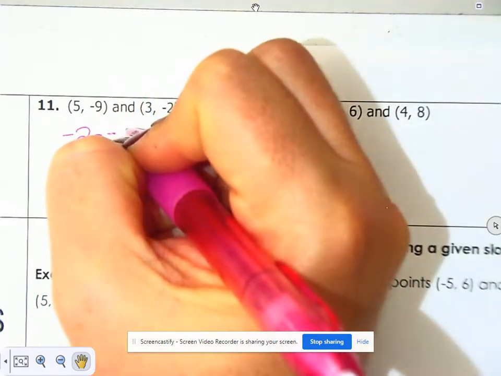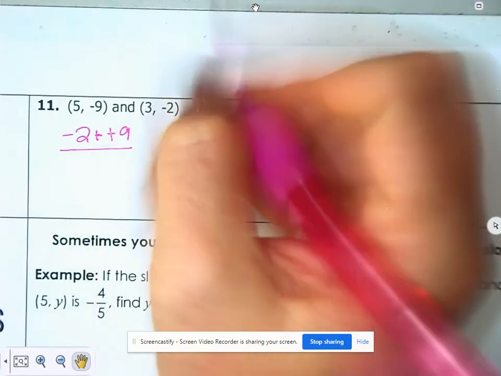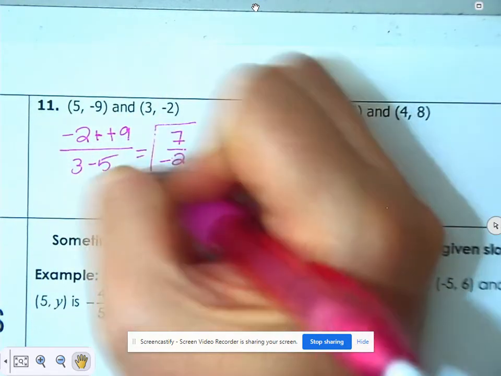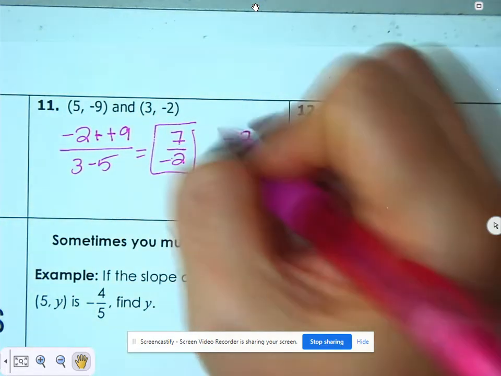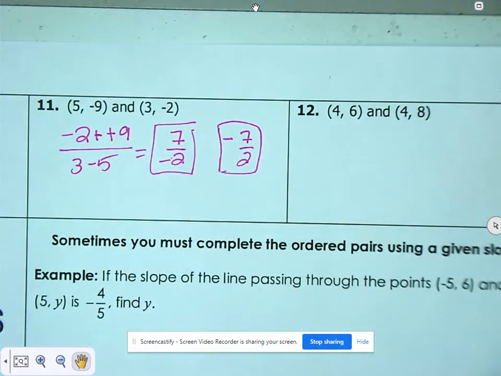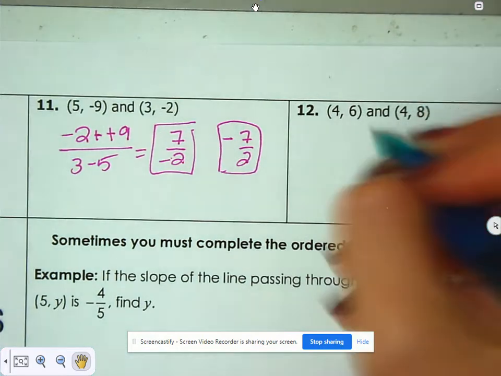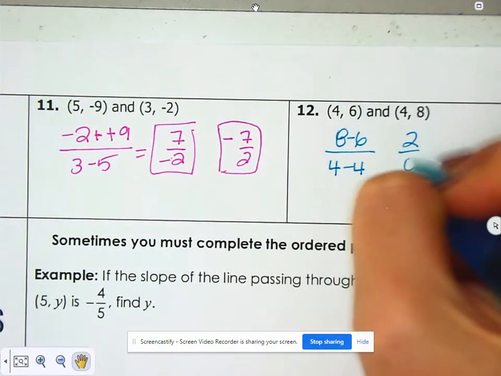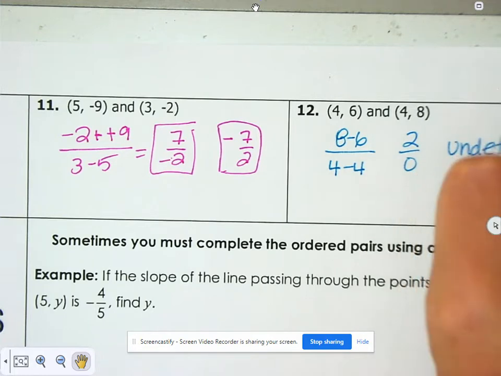All right, so we're going to do -2 minus -9 over 3 minus 5. So that's going to be 7/(-2), and that could be -7/(-2). Remember, I like to have my negative on top, but it does not matter. 8 minus 6 and 4 minus 4 is undefined.